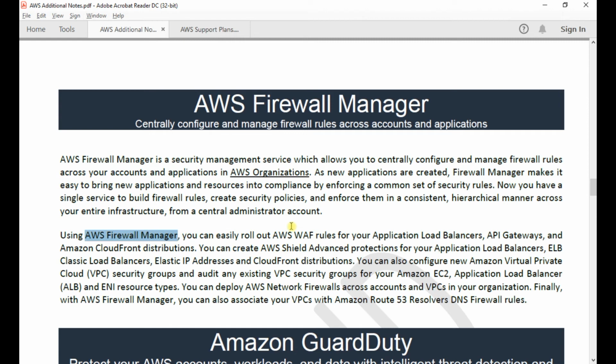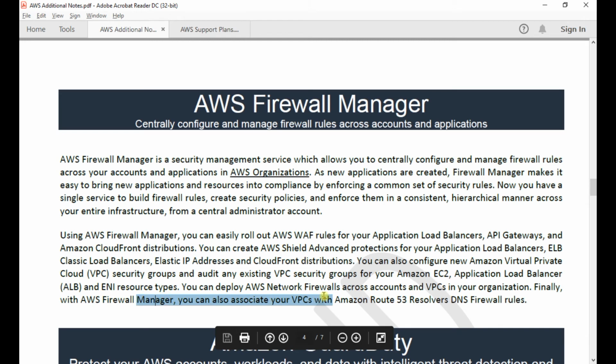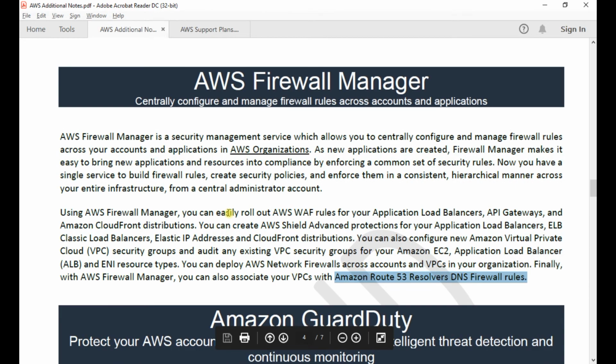Okay. And it allows or denies to the external network whether that incoming traffic is allowed or not. So this is called a firewall. So finally, with Firewall Manager, you can associate your VPCs also, naturally, your virtual private cloud. Of course, next week we have this class on VPC, and Amazon Route 53 Resolver DNS firewall rules. All these rules can be centrally managed.